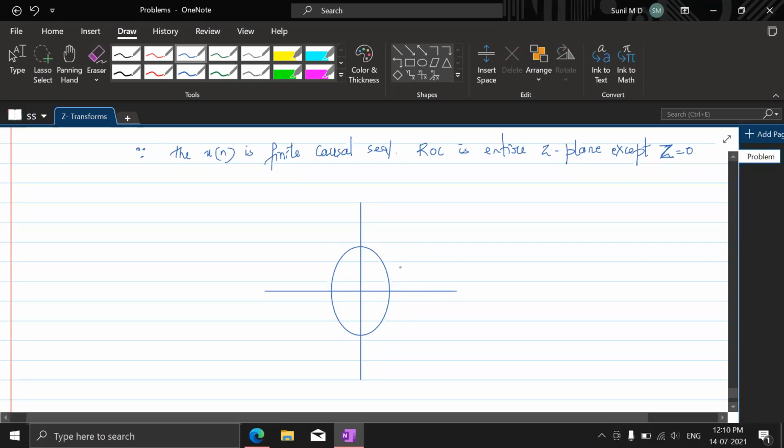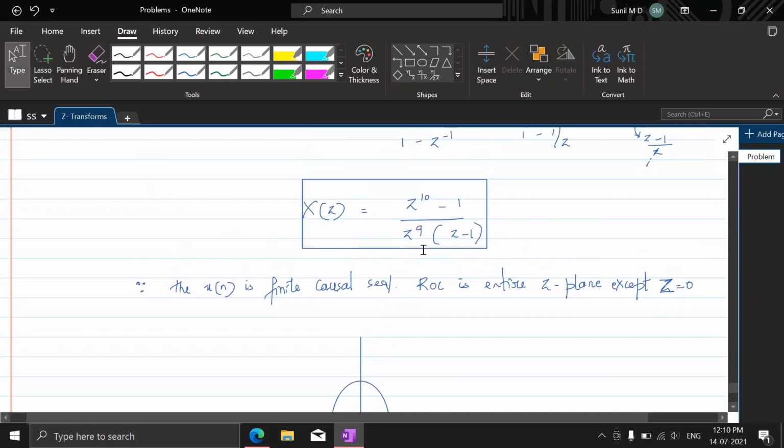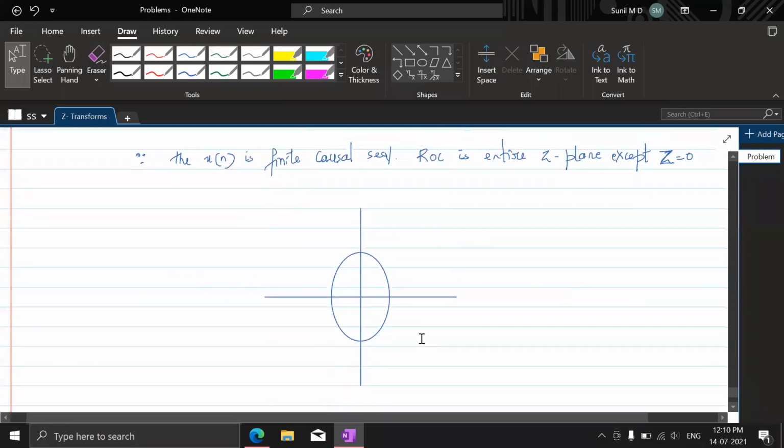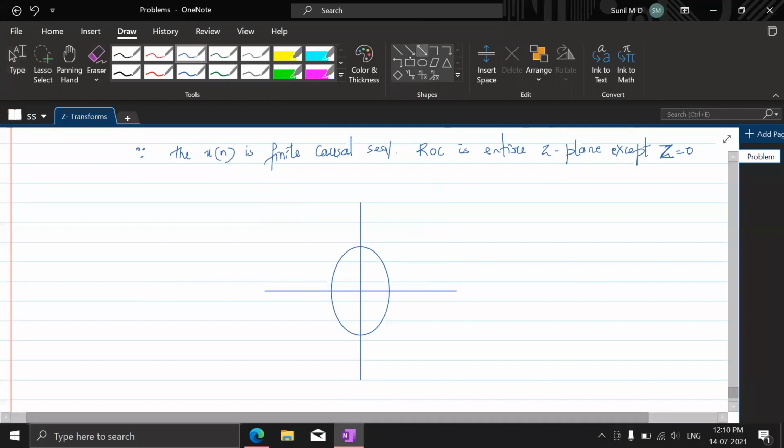Fine. And can you tell me when could this X(z) be infinite? For what values of z this X(z) would be infinite, and for what values of z this X(z) would be 0? This needs to be understood, because we have to give poles and zeros.